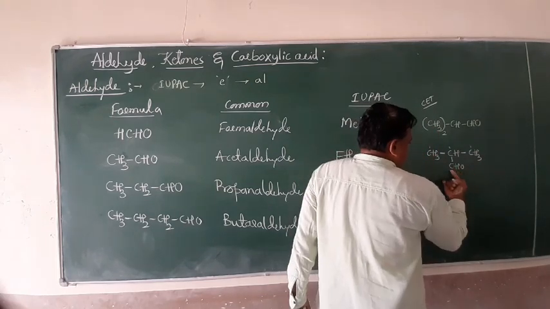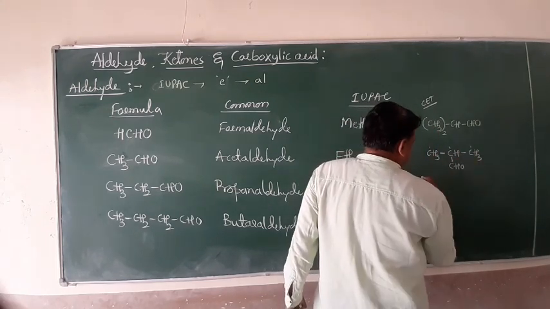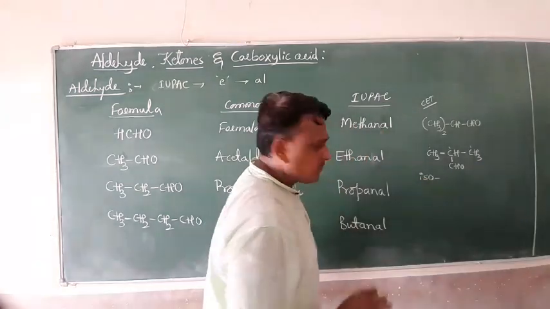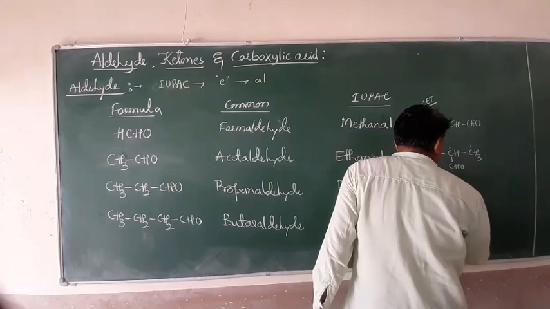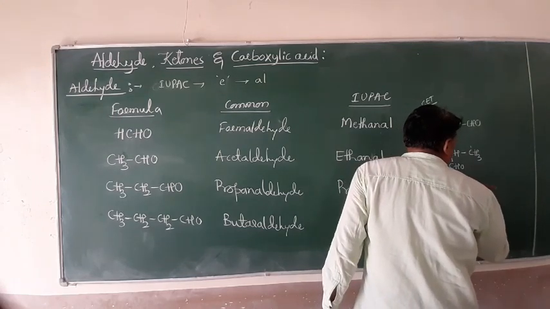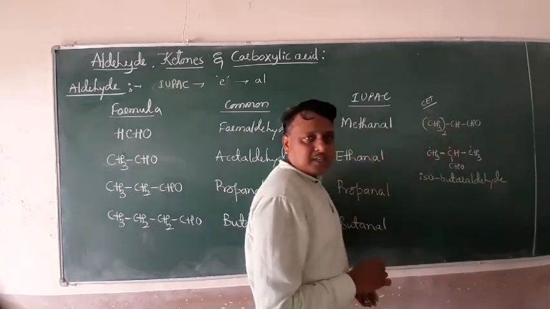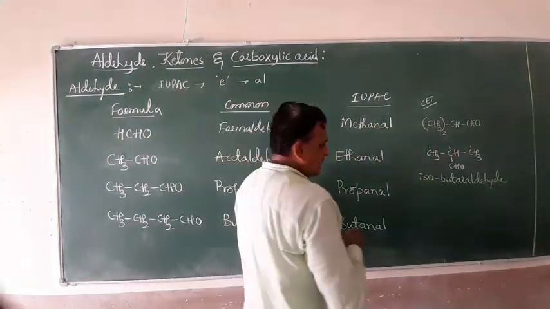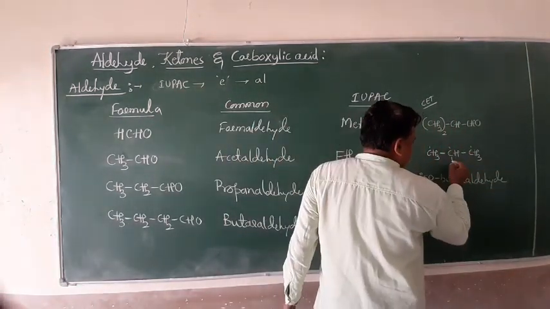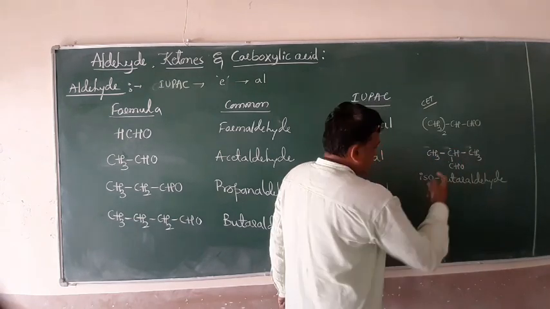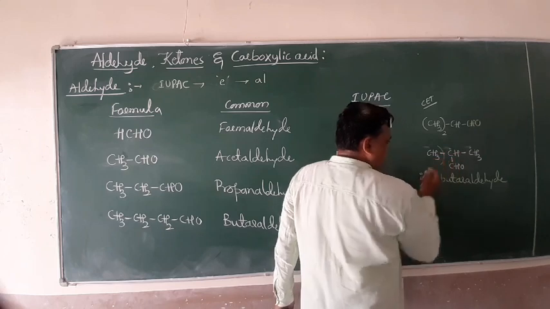The aldehyde functional group is attached to the branched carbon, so we use the word iso. How many carbons? 4. Isobutyraldehyde is the name of this compound. What about the IUPAC name? I think all of you know this is the second position. This is carbon number 1, 2, 3.